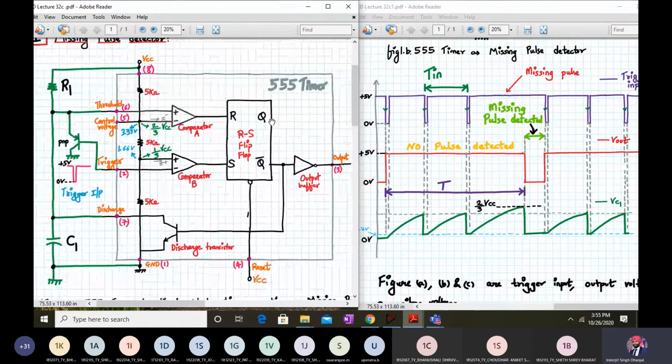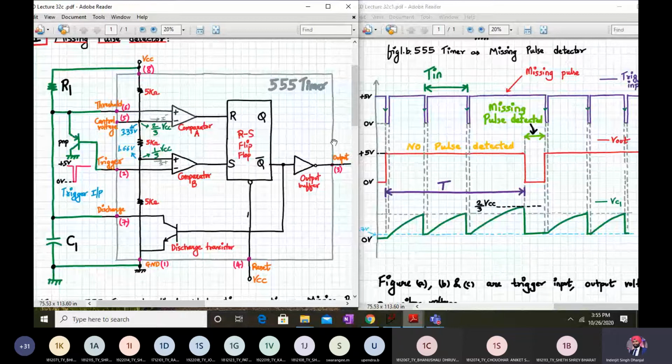At the start, we are assuming 3 things. We are assuming that the capacitor voltage VC1 is 0. Whenever VC1 is 0, a 0 is fed to pin number 6. That means V plus is less than V minus for comparator A, so the comparator A output is logic 0. So R is logic 0.